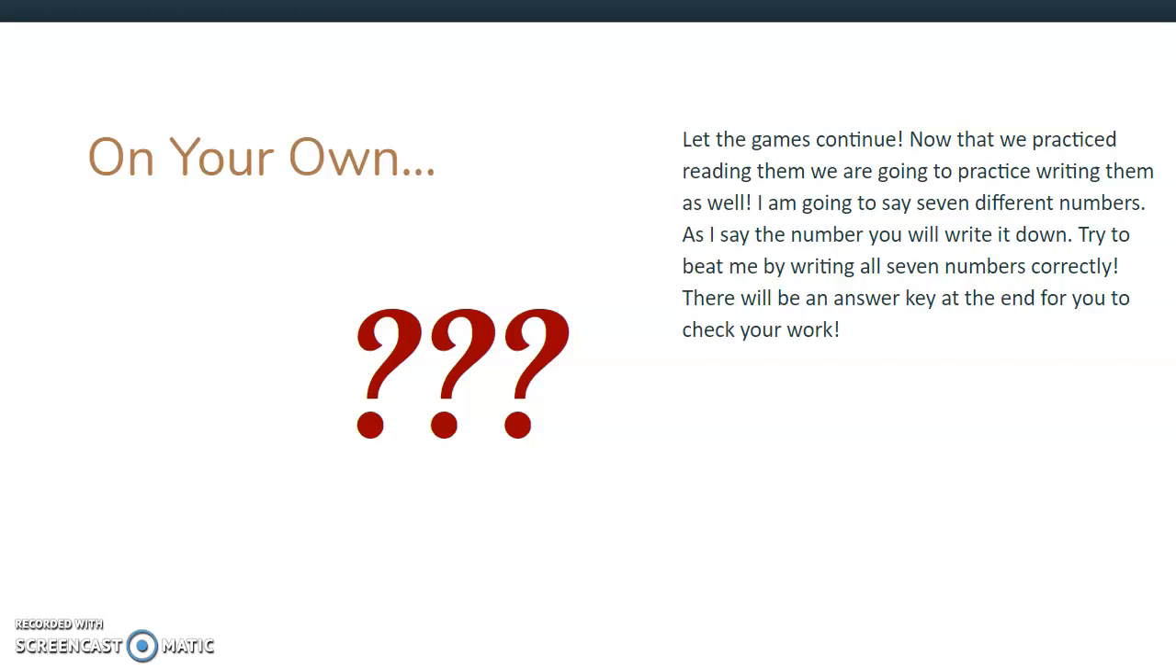I'm going to say 7 different numbers. As I say the number, you will write it down. Try to beat me by writing all 7 numbers correctly. There will be an answer key at the end for you to check your work. Okay, your first number is 416. Write the number 416. Your next number is 358. Your next number is 193.